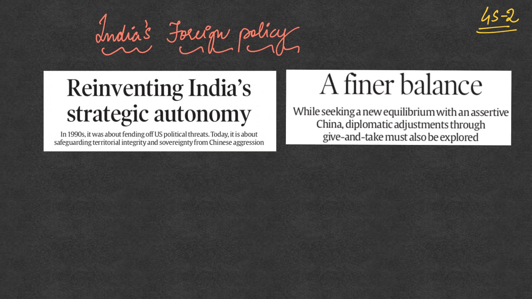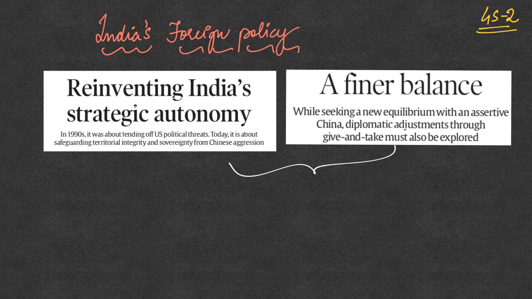Now we move on to the next topic, which is related to India's foreign policy. This definitely comes under your GS paper two. One of these articles was written by C. Raja Mohan, and the other was written by one of the former ambassadors of India. So these two articles had a very similar topic.